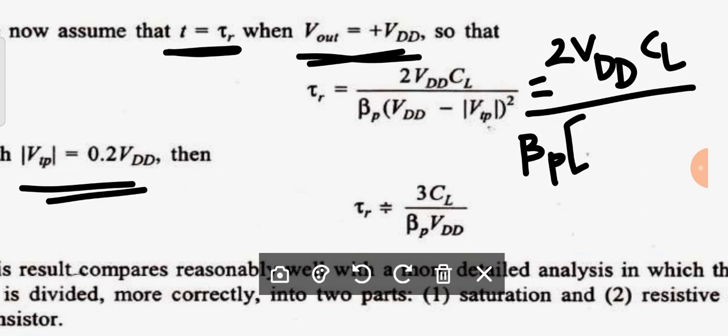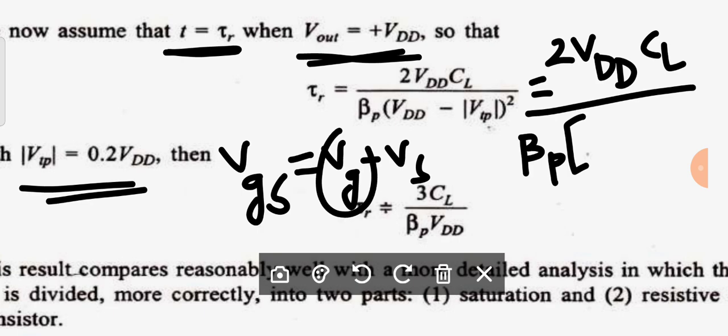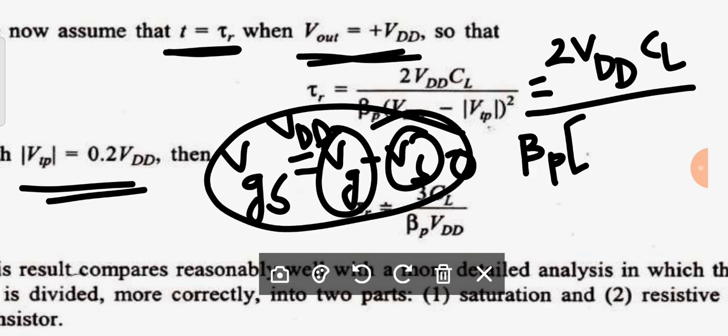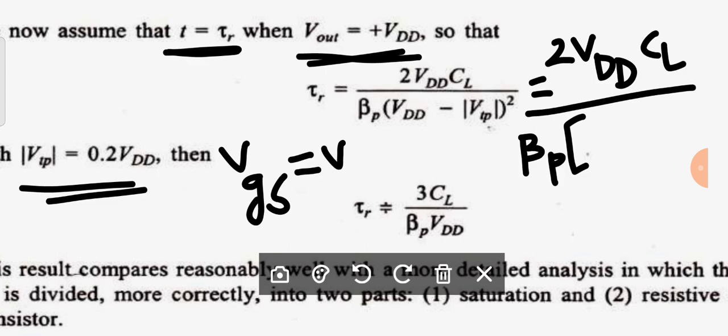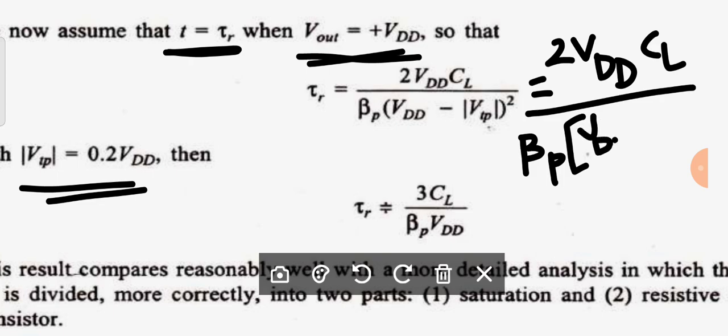What is VGS? You know very well. VGS is equals to VG minus VS. This is connected to VDD and this is connected to 0. Therefore VGS becomes VDD. I hope that is clear, all of you. Now I am substituting VDD in place of VGS. Now you can observe very carefully, VDD minus, what is VTP? You know very well, 0.2 VDD. Is it clear or not? Is it understood? What is meant by 0.2? Don't forget you are having a square here.